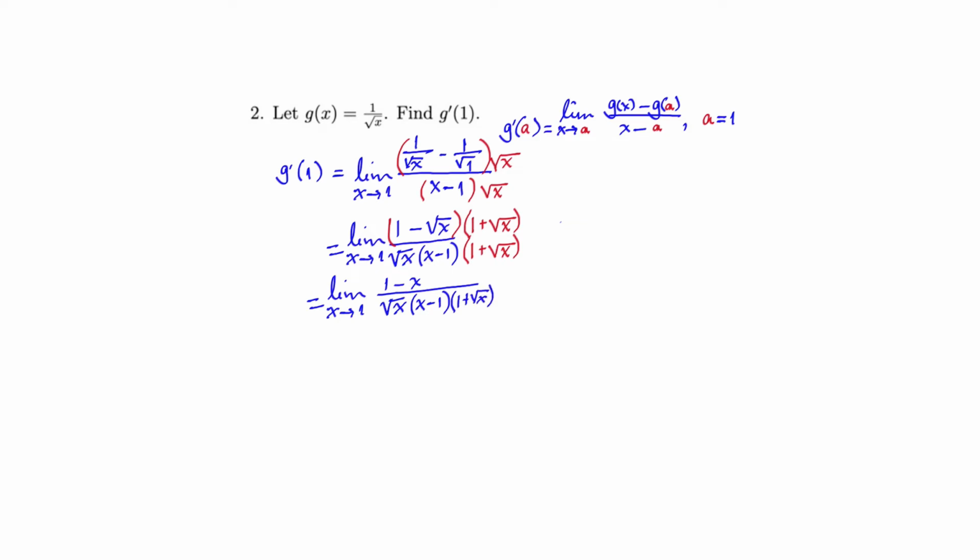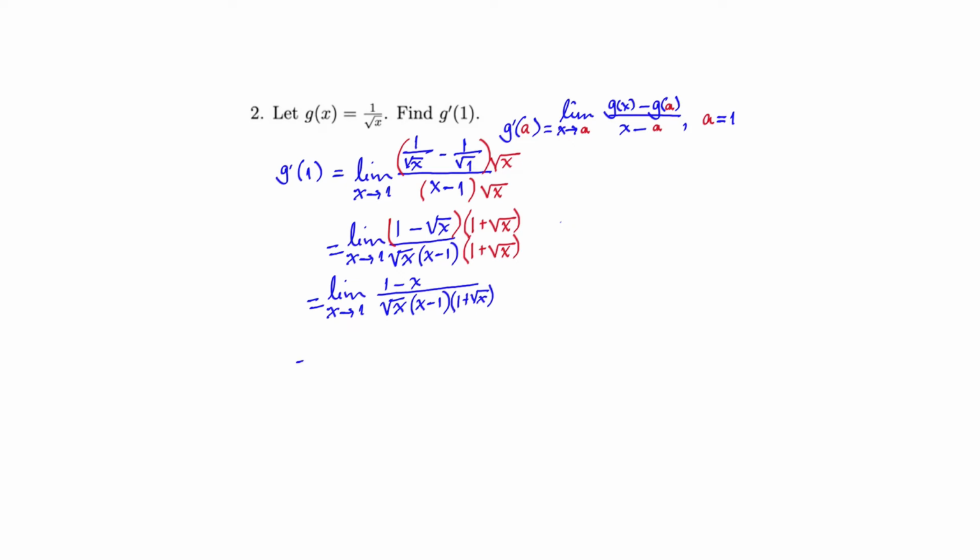Now check out what we have. In the numerator, we have a 1 minus x. In the denominator, we have a product, and one of the factors in that product is x minus 1. 1 minus x and x minus 1 aren't quite the same, but they're almost the same. They're just opposites of each other.